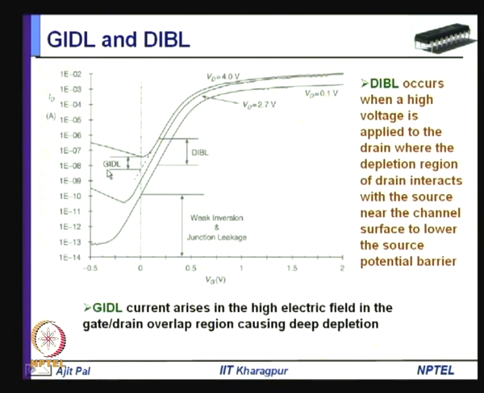Similarly, this is the gate induced drain leakage. You can see there is a reduction in the leakage current even for the same drain voltage. Here the drain voltage is the same, but for different gate voltage you can have reduction in the leakage current. This will occur as you reduce the supply voltage. GIDL current arises in the high electric field in the gate drain overlap region, causing deep depletion. I have already discussed these two effects. So, we find that dynamic VDD scaling can be used to reduce leakage power.